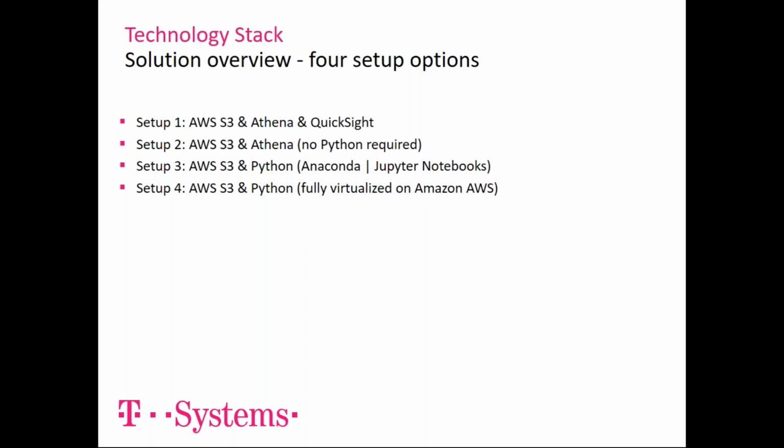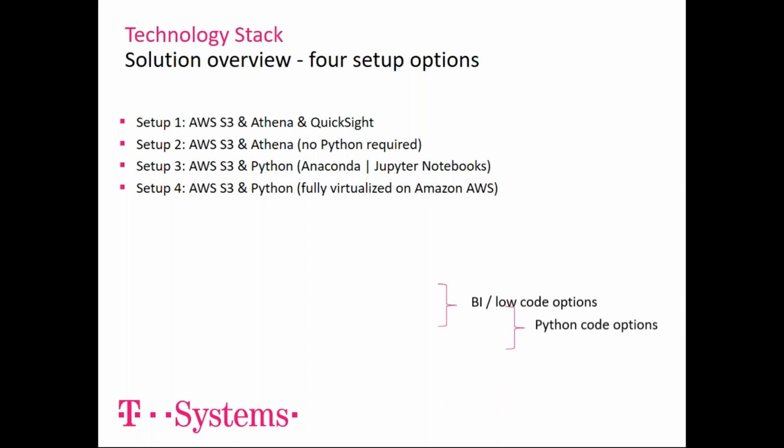In that case, Python is not required. The third setup is Amazon S3 in conjunction with Python, and in that case, you would run Anaconda Jupyter Notebooks locally on your laptop. And the fourth setup option is AWS S3 as your storage backup in conjunction with Python in a fully virtualized version on Amazon AWS. So that means that your data would be co-located on Amazon along with your virtual desktop.